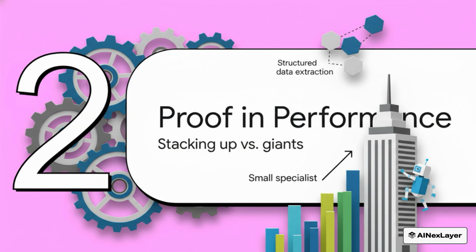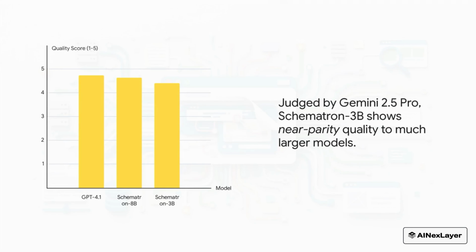All right, that all sounds great on paper, right? But the real question is, how does a little specialist model like this actually stack up against the giants? Let's check out the proof. Let's look at the numbers. Okay, check this out. In a head-to-head quality comparison, the results are kind of stunning. The little 3 billion parameter Schematron scores a 4.41 out of 5. I mean, that is so close to a massive model like GPT 4.1. It is absolutely punching way above its weight class here, giving you almost the same quality for a tiny fraction of the size and cost.